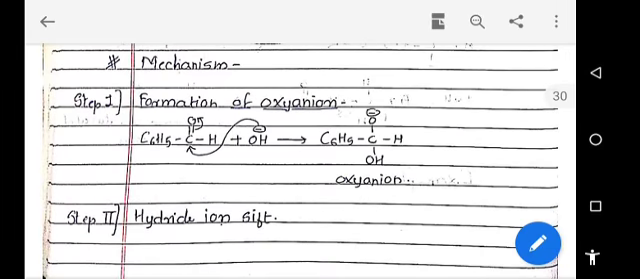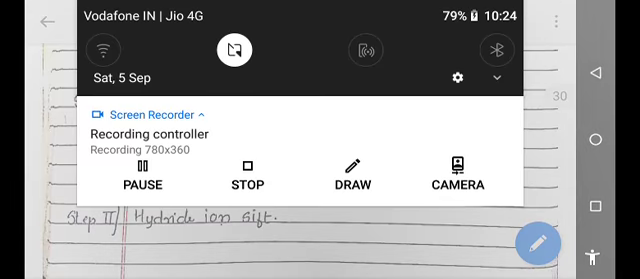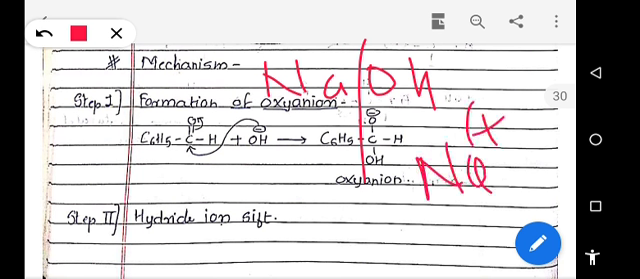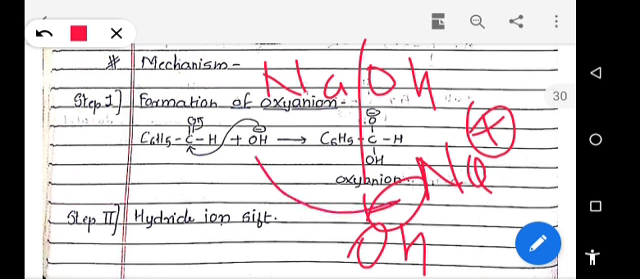We know that NaOH on splitting will give Na plus, because it is an electropositive metal, and OH minus, which is an anion. Both are ions. Sodium is the cation, OH minus the anion. This ion is here, OH minus.